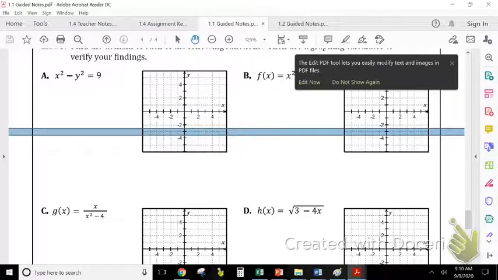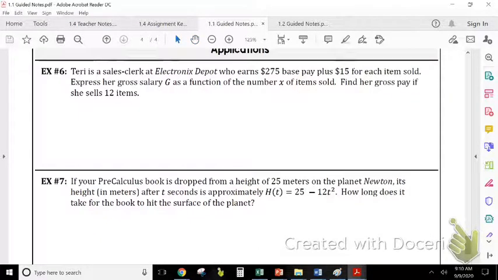Let me pause this while I do work on this. Okay, so now for the applications. Example 6 is Terry's a sales clerk at Electronics Depot who earns $275 base pay plus $15 for each item sold. Express her gross salary G as a function of the number X of items sold. Find her gross pay if she sells 12 items.